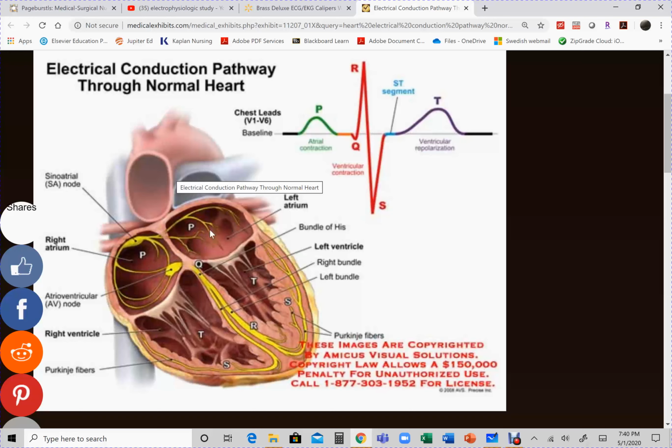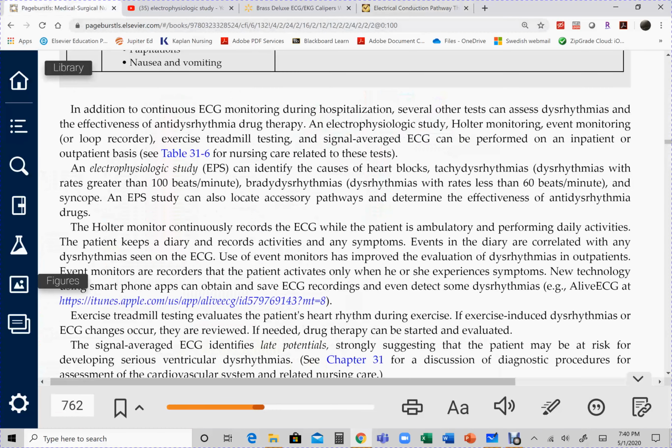Okay, so once those conduction pathways are identified, they'll thread the catheter in and then burn them using radio frequency waves, just like the radio frequency used in microwaves. Okay, so they burn those areas. They're pretty successful, as long as it's done on the correct patient.